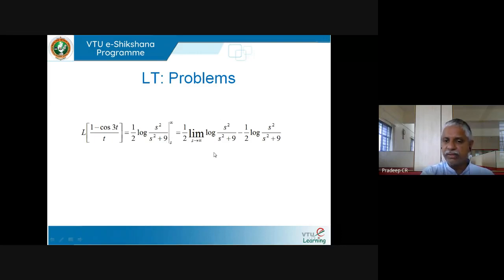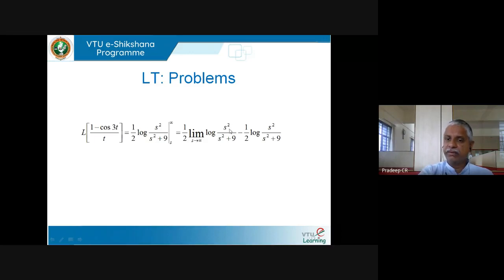Now how to evaluate this? I have already shown you one similar example, not quadratic, but a degree one expression. This is also very similar to that. Basically what do you do? Yes, how do you evaluate this limit?